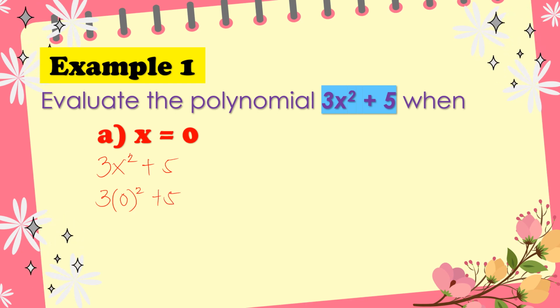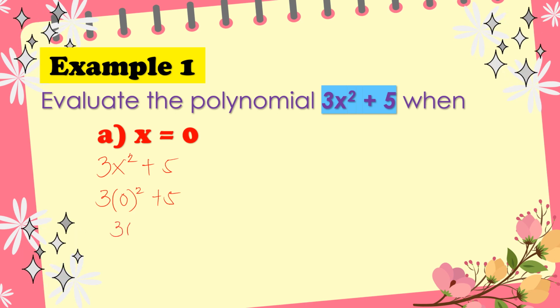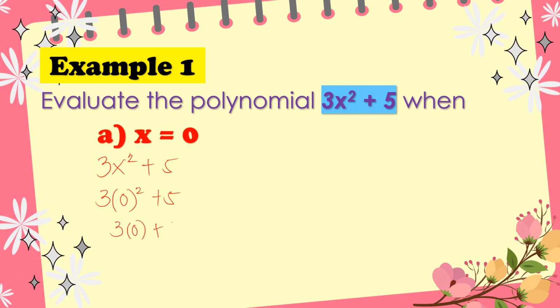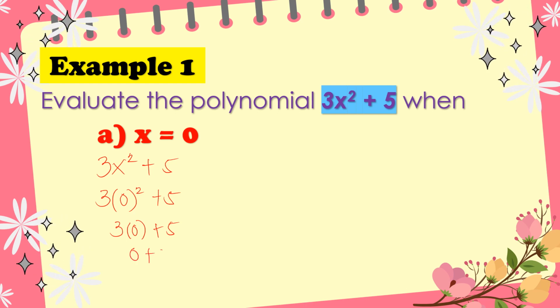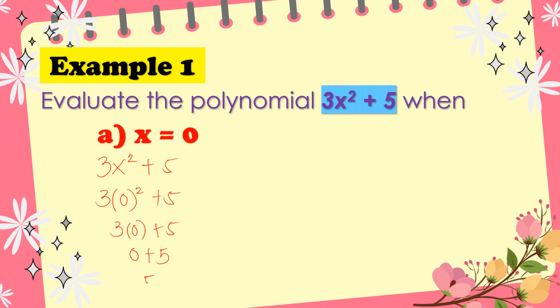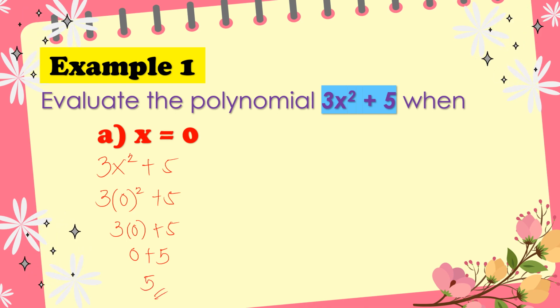And then, simplify first the number with the exponent. So, that would be 0 times 0. That is 0 plus 5. And any number multiplied to 0 is 0. So, 0 plus 5 is 5. The answer is 5. Okay?